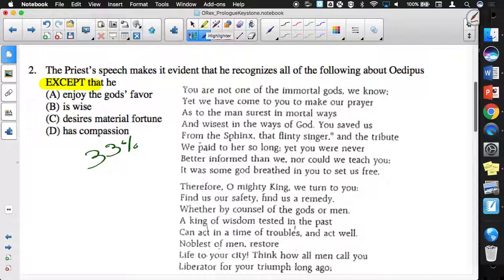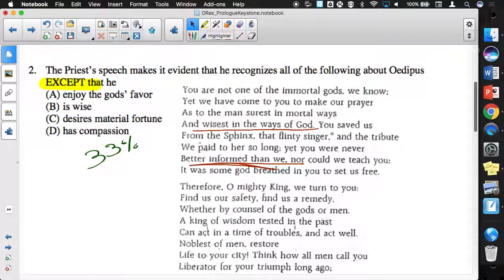"So you are not one of the immortal gods we know, yet we've come to you to make our prayer as to a man surest in mortal ways and wisest in the ways of God. You saved us from the Sphinx, flinty singer, tribute we paid her so long that you never were better informed than we, nor could we teach you." So, if he is better informed, what is he?